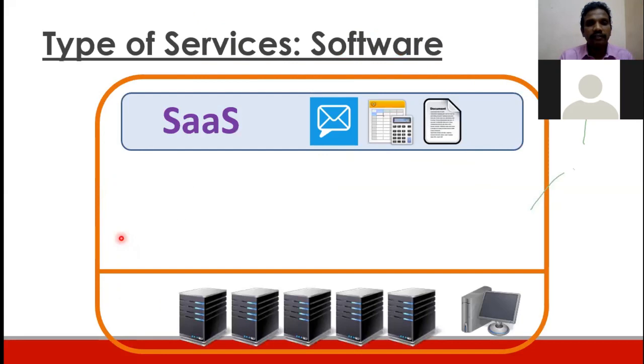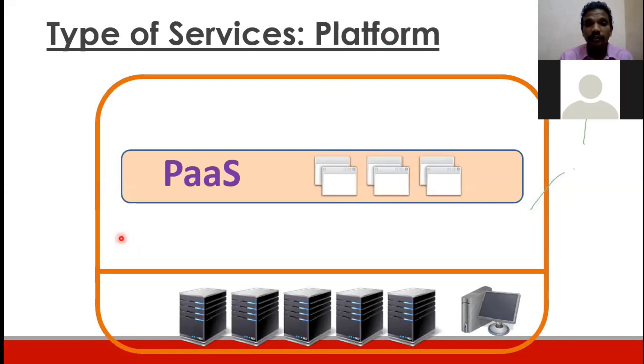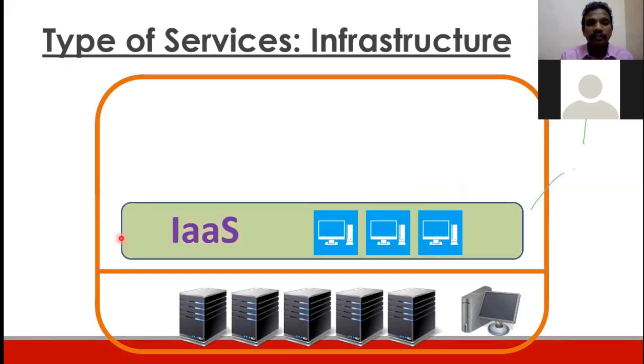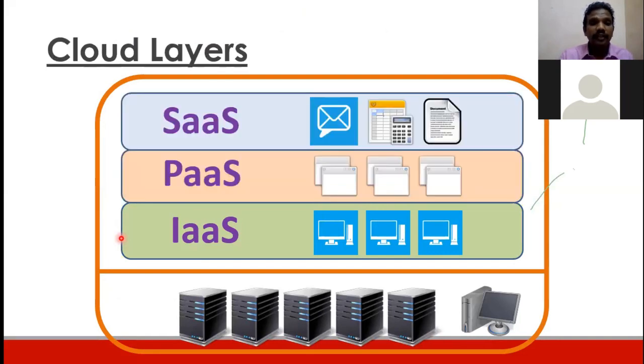So software as a service: Gmail, calculator, Google Docs, Google Excel. Platform as a service: the operating system, that is Ubuntu, Mac, Windows, provided as a service. Infrastructure as a service: the whole server provided as a service. So it's a layer. Infrastructure as a service, on top of that platform as a service, on top of that software as a service. So it's a layered architecture of cloud computing.